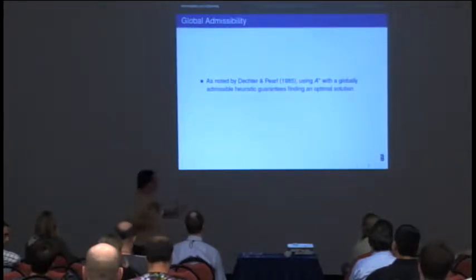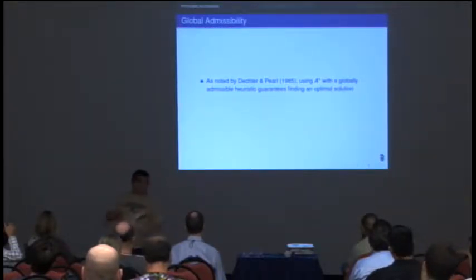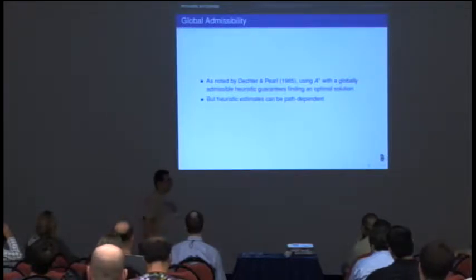So, I'm not the first to note this, right? Pearl and Dechter did it many years ago. So A star with a globally admissible heuristic will guarantee that we find an optimal solution. And actually the same proof of optimality of A star works with a globally admissible heuristic. No changes. But sometimes heuristic estimates can be path dependent. The landmarks, for example.